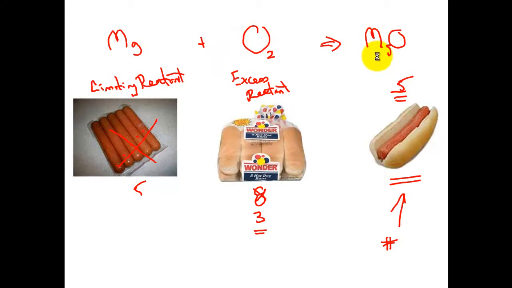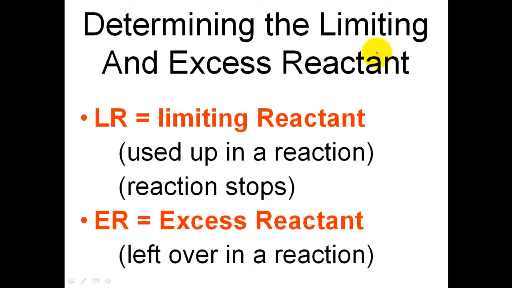All right, so let's get to some actual text here. The limiting reactant is the reactant, the starting product, that is used up in a reaction. And once it is used up, big thing here, the reaction stops. Once the reaction stops, I'm going to have some reactant left over. The reactant that was not used up is called the excess reactant. It is the one that is left over.